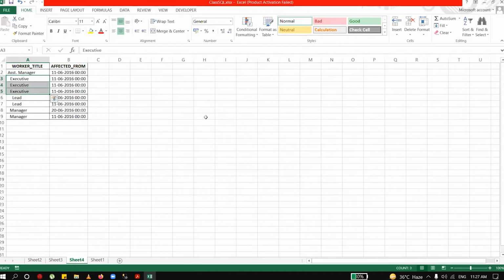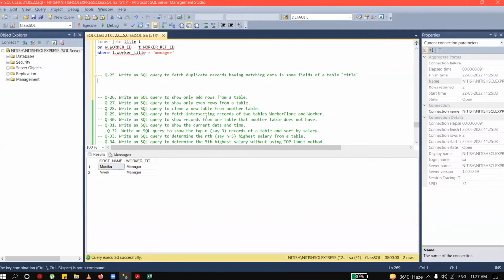So I have executive 3 times, lead 2 times, and manager 2 times. So executive, lead, and manager, these are duplicate records. My question was, write an SQL query to fetch duplicate records having matching data in some fields of a table. In some field, that one field I'm taking as a title. Now in the title, how do I look at the records which have duplicates?